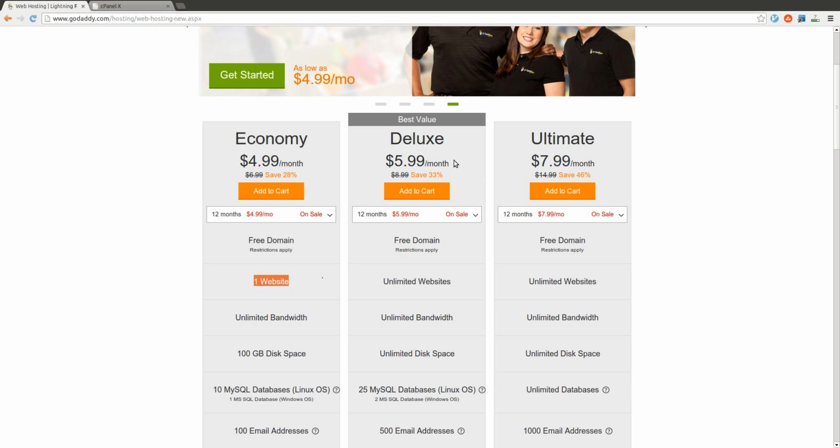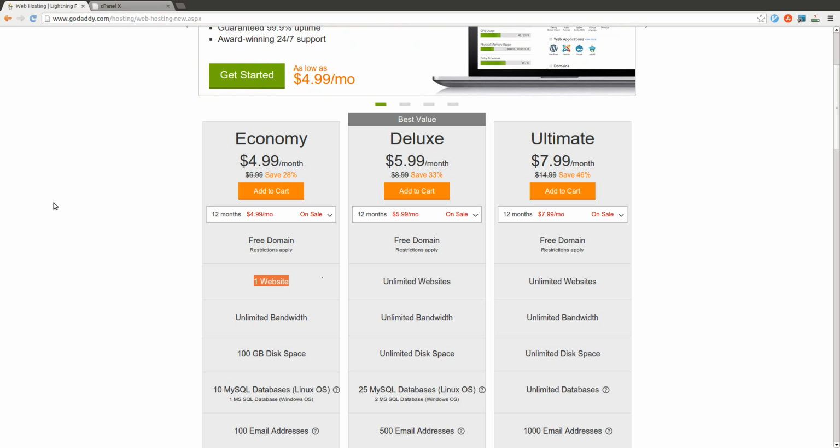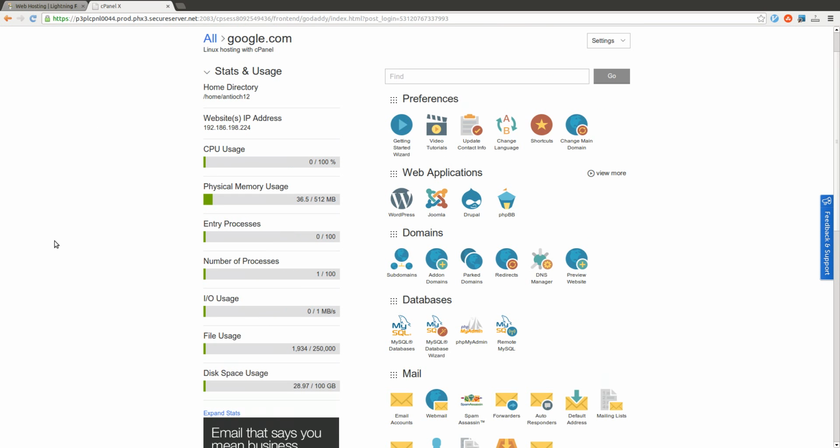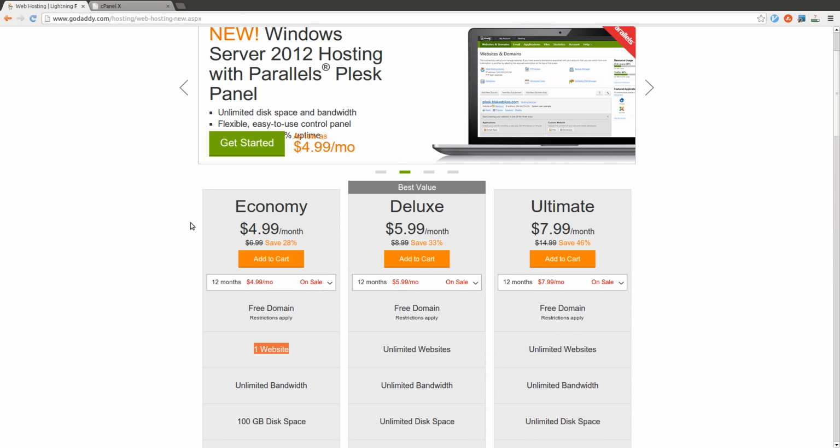Because you're basically having to pay the $5.99 if you just want to get, for instance, a misspelled domain name and redirect it to your website, something like that. Actually, you might be able to do that without buying this. But still, having the economy is better.